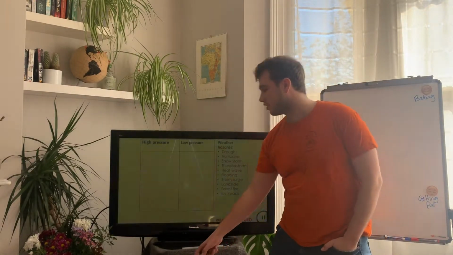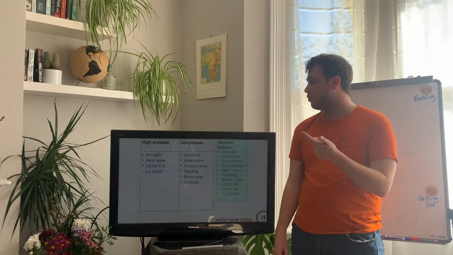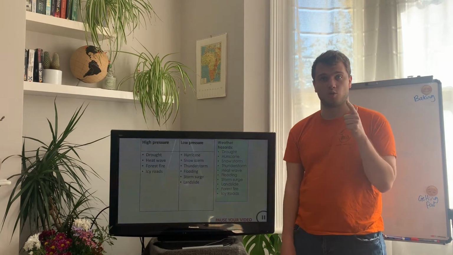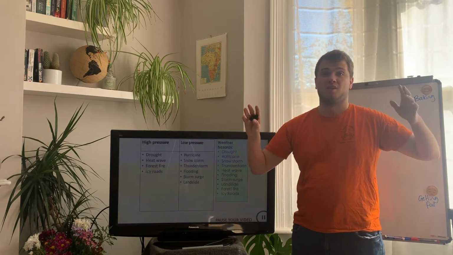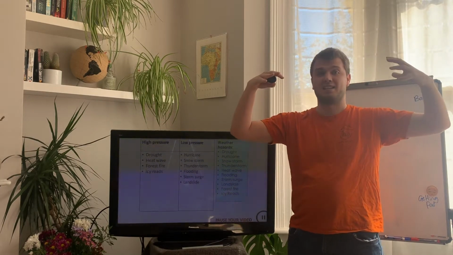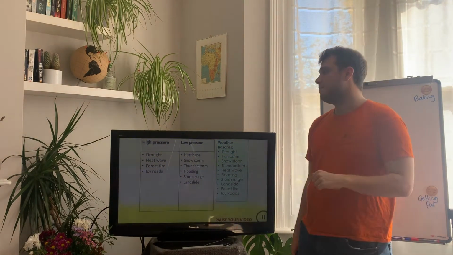Okay, so let's quickly go through these. So our high pressure events include droughts, heat waves, forest fires, and icy roads. Remember, as what I said, it's not always hot. In the winter, if there's a high pressure event, there's no clouds. So it means that it gets really cold overnight because there's no clouds kind of acting as a blanket to keep the heat in. So that's why we often get frozen roads during the winter.